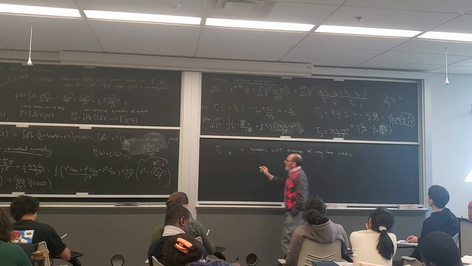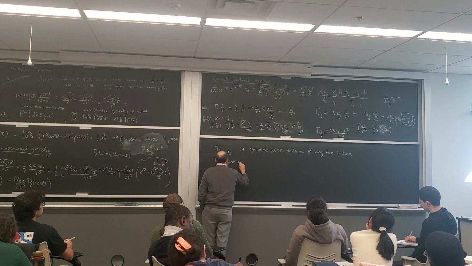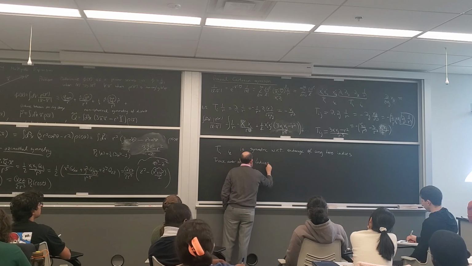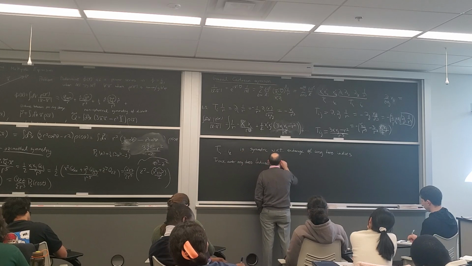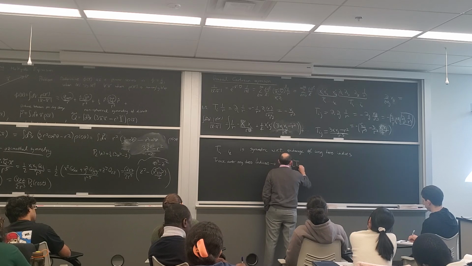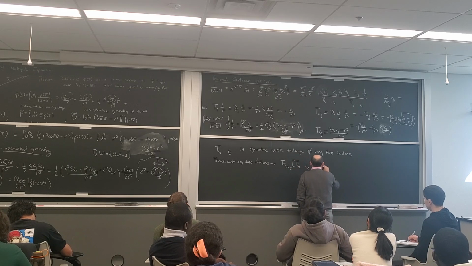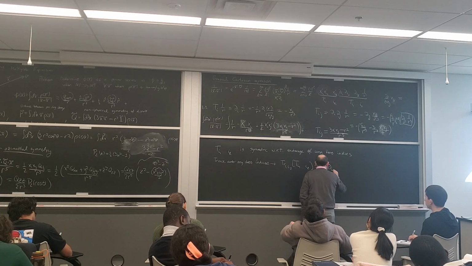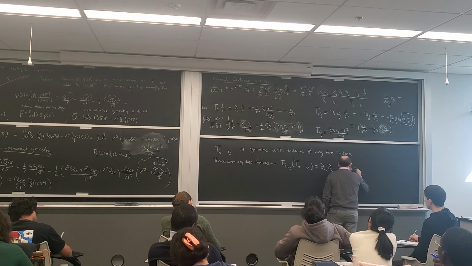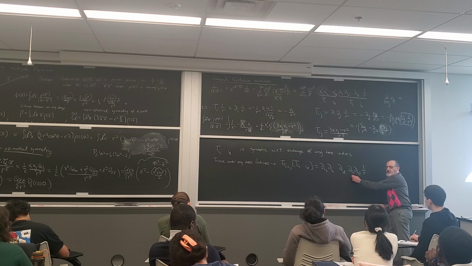Moreover, if I trace over any two indices, so for example, I trace over i1 and i2, that's equal to, that's what it means to trace. I've contracted over these two indices.